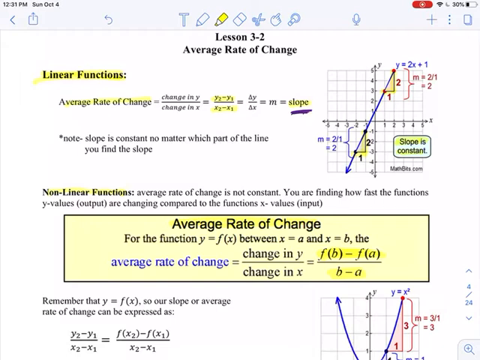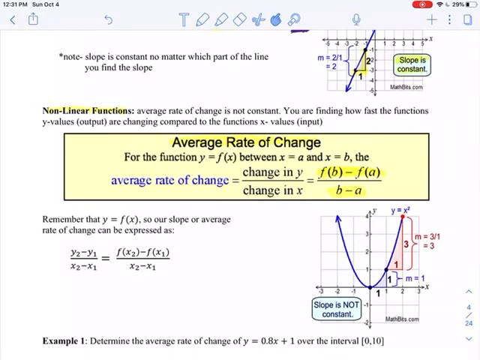It's still the change in y over change in x, but it's the change in y at that particular interval over the change in x at that particular interval. All right, so remember that y equals f of x, so our slope or average rate of change can be expressed as y2 minus y1 over x2 minus x1, or a little bit fancier for our nonlinear functions, f of x2 minus f of x1 over x2 minus x1. So if we're looking at this parabola here, and again, there's not anything to write down. I'm just trying to explain this, and then we'll get to a question in a second.